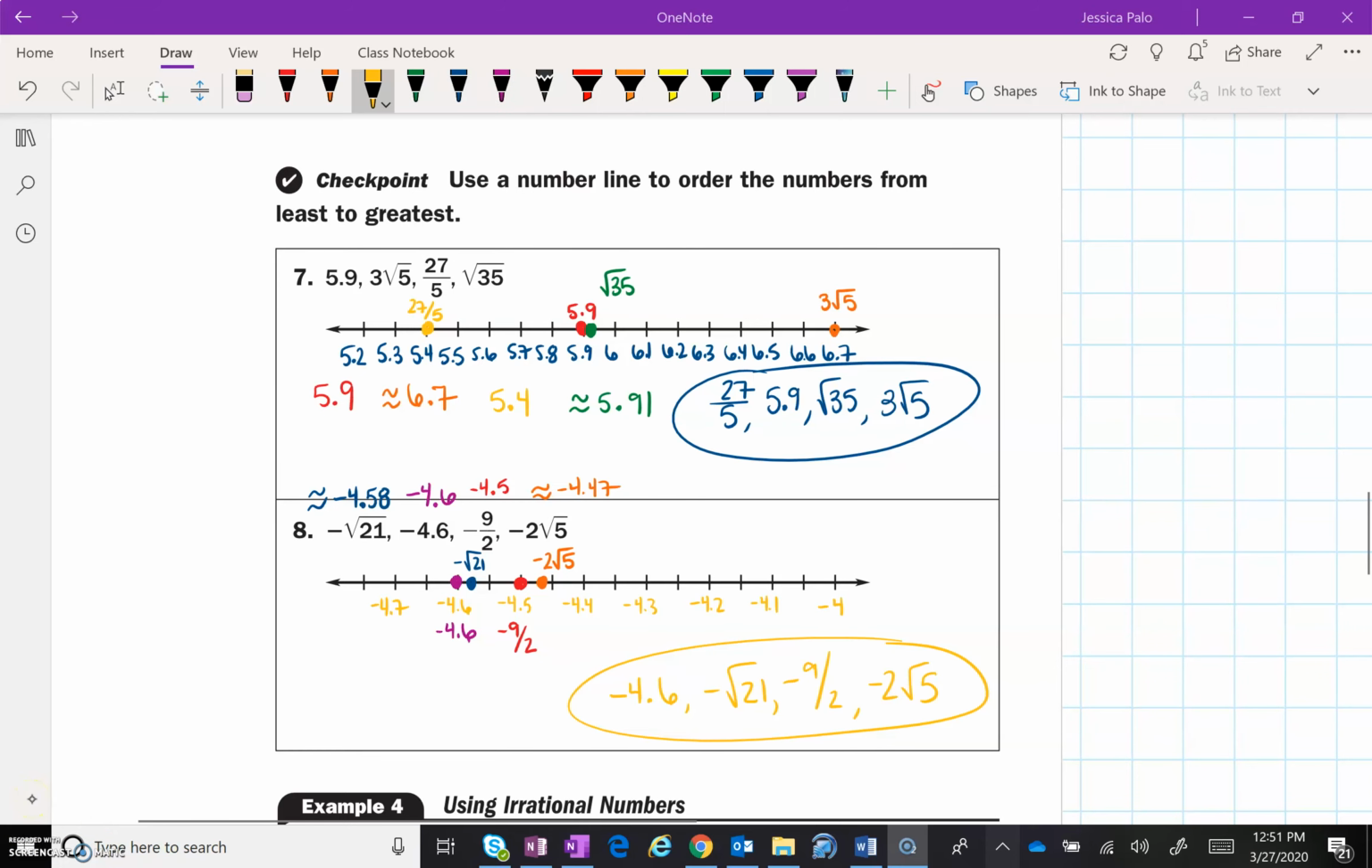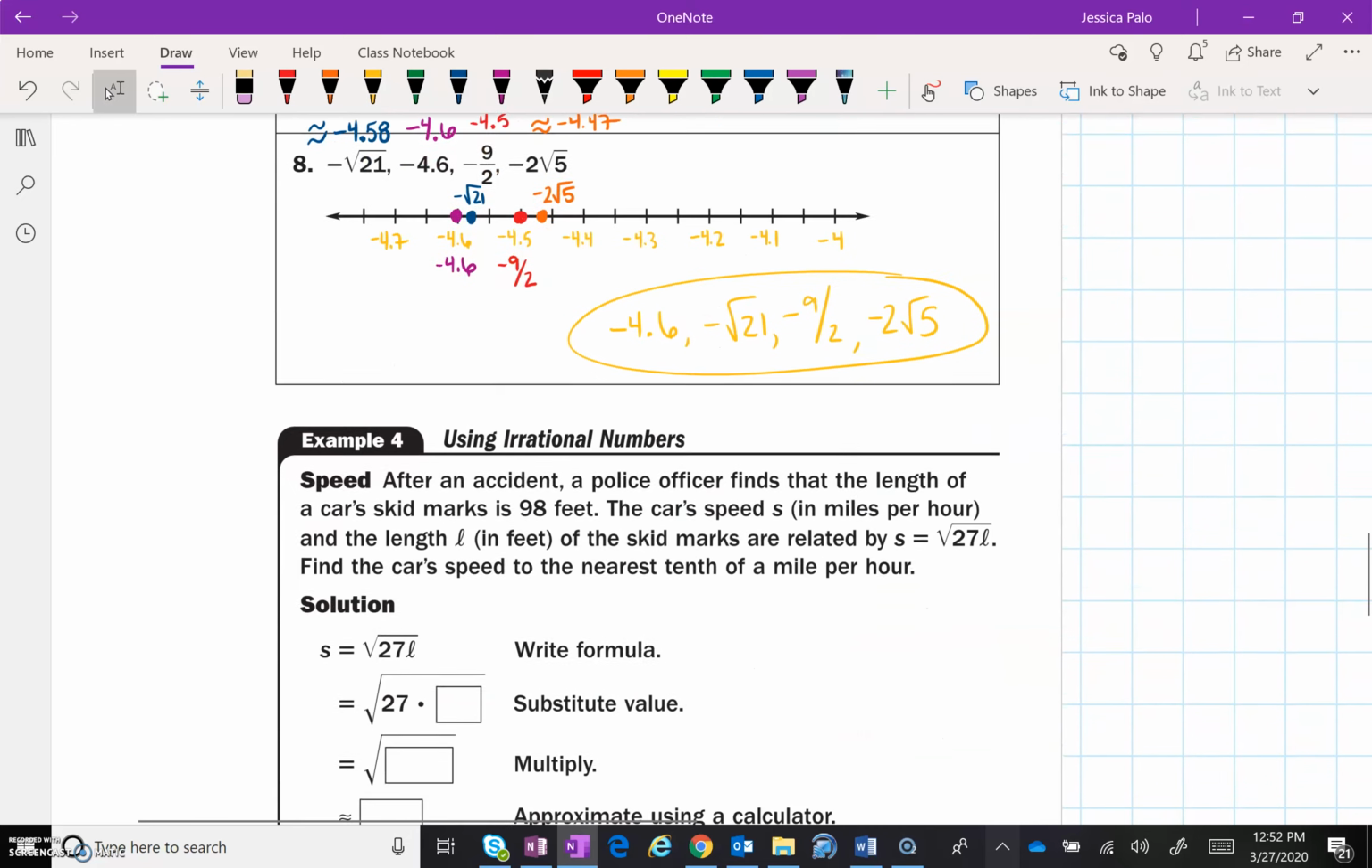Alright, here are the answers to your second set of checkpoint problems. First, we had to put them all in decimal form so we can plot them on the number line. Once plotted on the number line, you're able to see the order from least to greatest. Some of your numbers are very close together, so we had to extend out into the hundredths place to be a little bit more accurate with those irrational numbers. So even though they're only slightly larger or slightly smaller, there's still a specific order that these numbers will go in. So here are your answers. And let's move down to example 4.